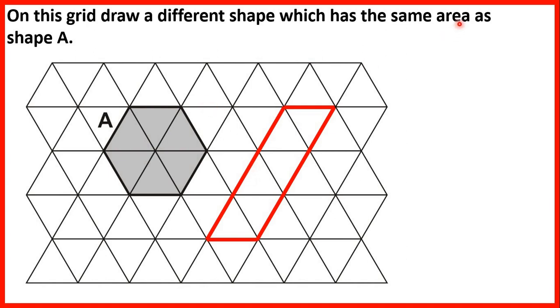Now don't confuse area with perimeter. Remember, the perimeter is the distance around the outside of the shape, but the area is how much stuff there is inside it.